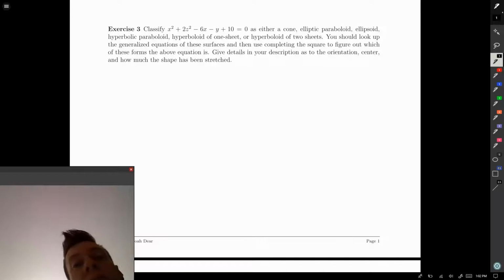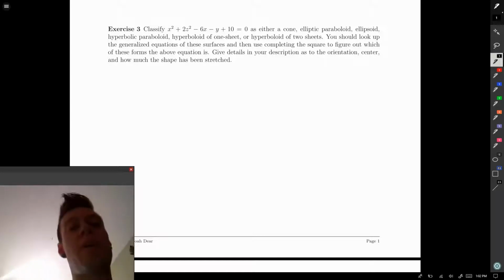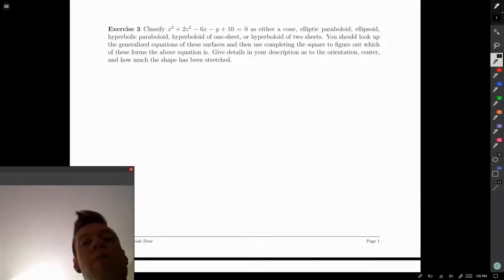So, exercise 3 from the formal written homework for the prerequisite material. Classify x squared plus 2z squared minus 6x minus y plus 10 equals 0 as either a cone, elliptic paraboloid, ellipsoid, hyperbolic paraboloid, hyperboloid of one sheet, or hyperboloid of two sheets. You should look up the generalized equations of these surfaces and then use completing the square to figure out which of these forms the above equation is. Give details in your description as to the orientation, center, and how much the shape has been stretched.